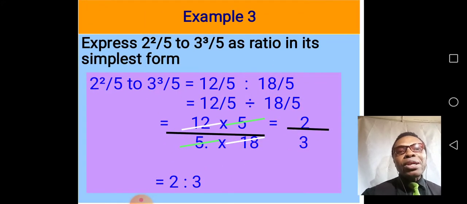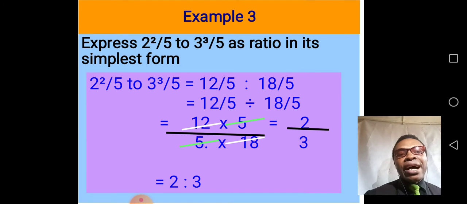Express 2 whole number 2 over 5 to 3 whole number 3 over 5 as ratio in its simplest form. We have 2 whole number 2 over 5 will be equal to 12 over 5 in improper fraction, ratio 18 over 5. So 2 whole number 2 over 5 is the same thing as 12 over 5, and 3 whole number 3 over 5 will give you 18 over 5. And so the ratio turns to divide there.